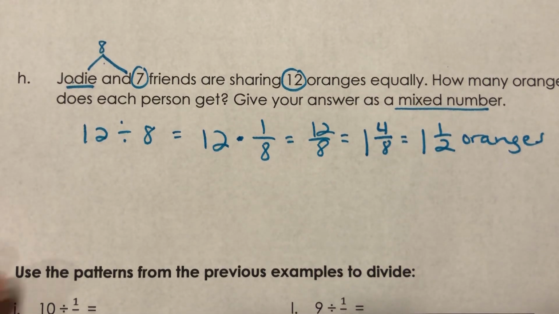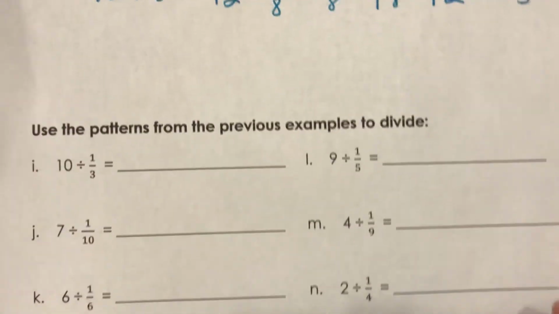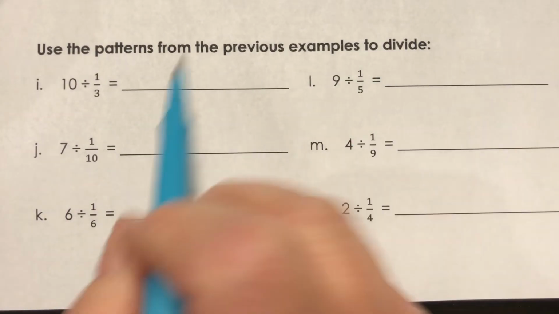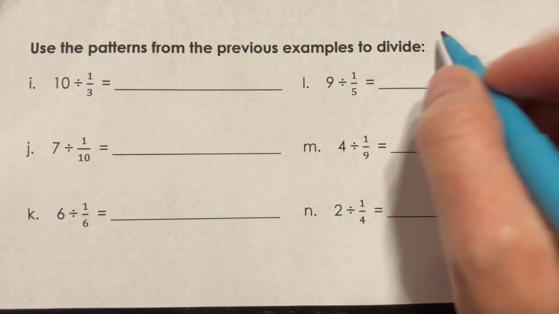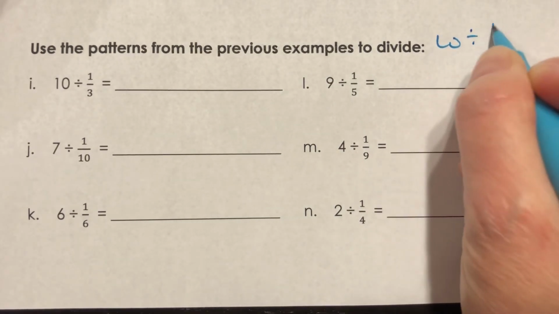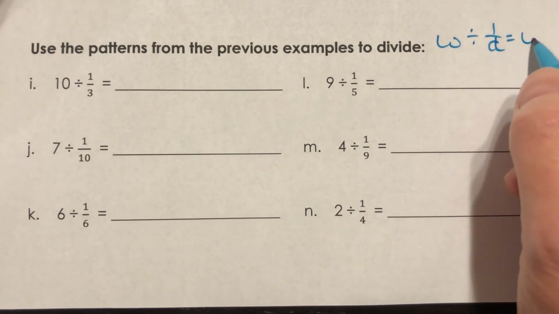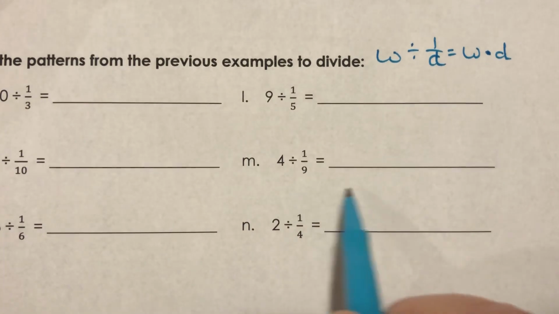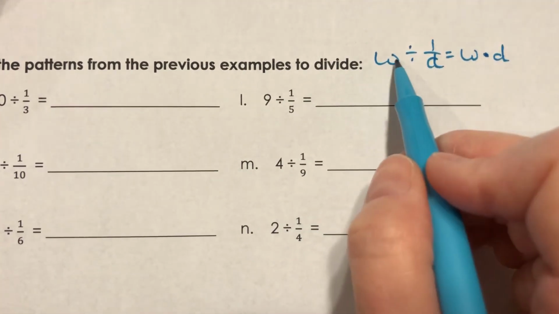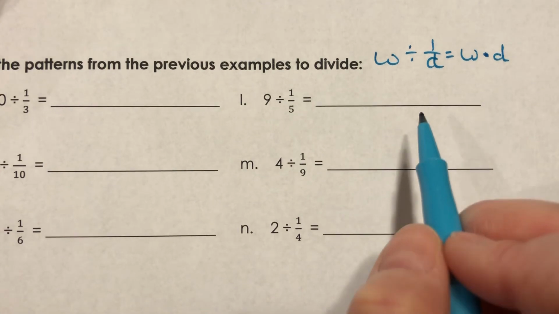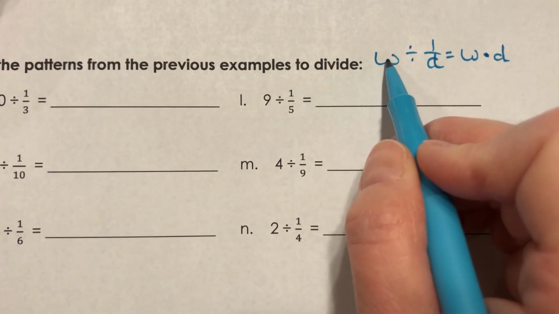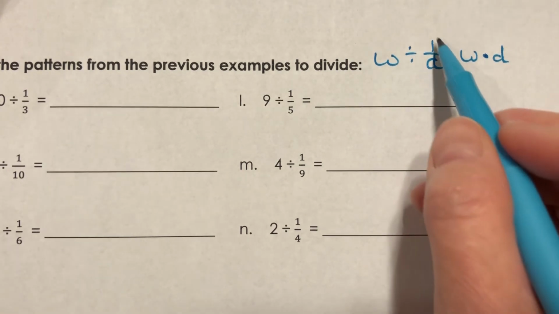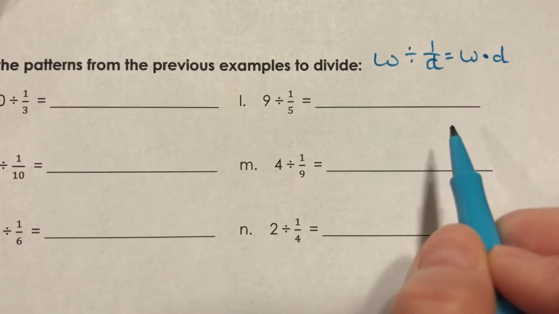Okay, now it's time to just apply it with some standard algorithm stuff down here. Use the patterns from the previous examples to divide. In every single one of these, this fits into the W divided by 1/d equals W times d format. All of these are dividing by a unit fraction. And you just saw that when you divide by a unit fraction, you can get the same result by taking your starting amount and multiplying it by your denominator. This works when you're using unit fractions, and in my unit fraction, the numerator is always 1.